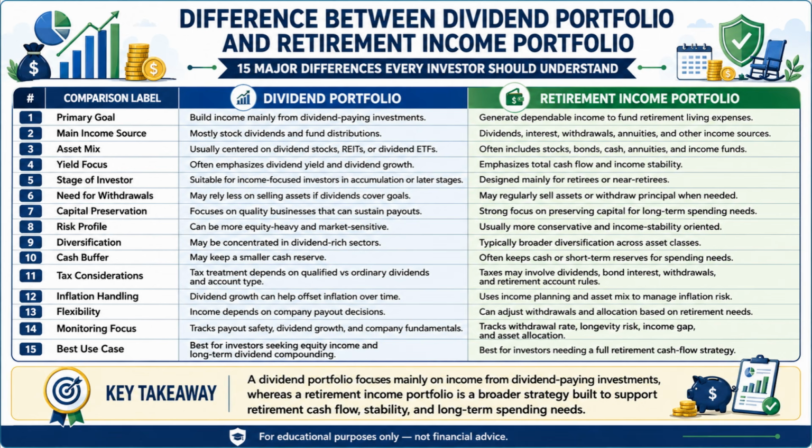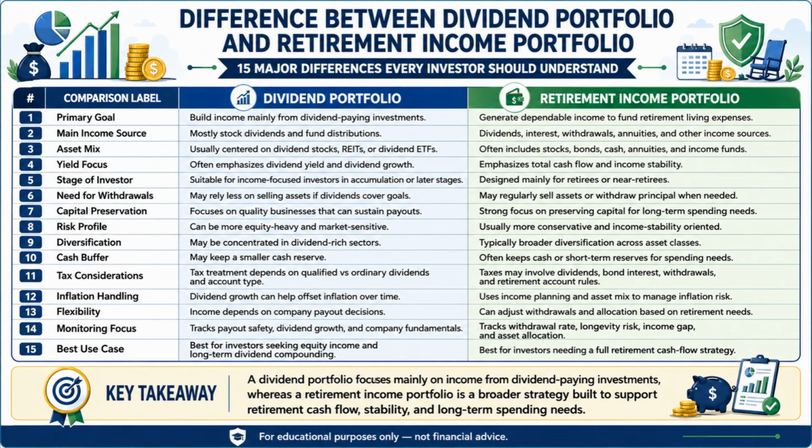Number 12. A dividend portfolio may use dividend growth to help offset inflation over time, whereas a retirement income portfolio manages inflation risk through broader income planning and asset allocation. Number 13. Income from a dividend portfolio depends largely on company payout decisions, whereas a retirement income portfolio can adjust withdrawals and allocation based on retirement needs.